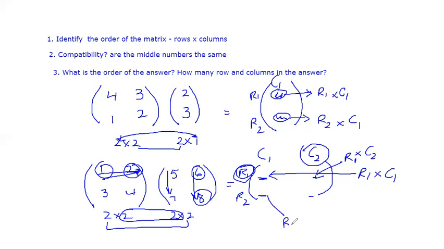This is going to be formed by doing row 2 by column 1. This one is row 2. Right? Row 2. To get this value here is going to be row 2 by column 2. That's how I'm going to get those values there. Yeah? All right.